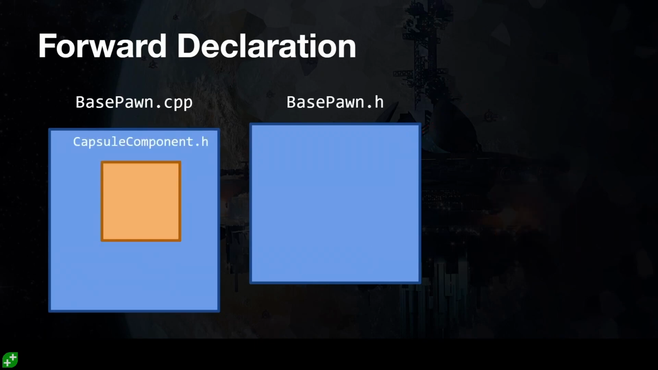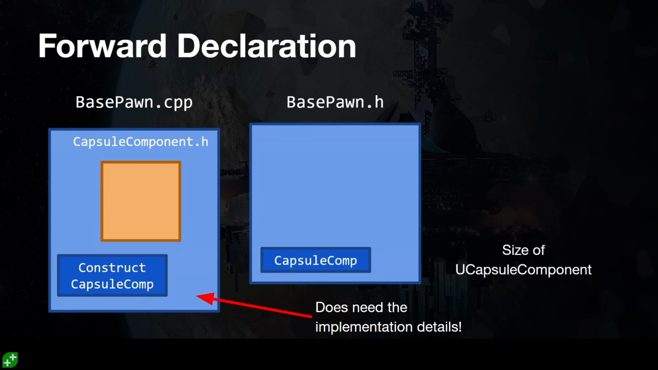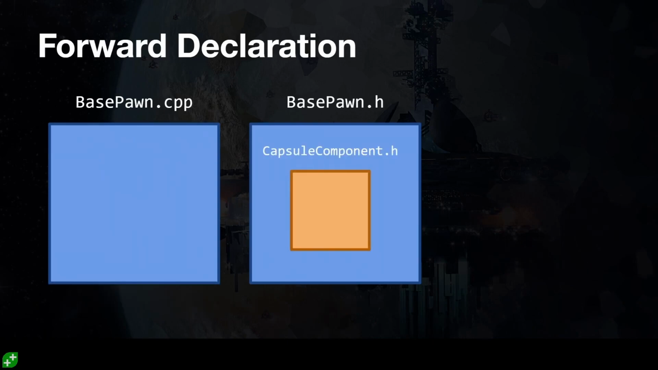So good programming practice is to only include headers where you actually need them. So we can get away with declaring a pointer of type uCapsleComponent pointer in basePon.h and then include capsulecomponent.h where we need the implementation details, because we're constructing a capsule component and we need to know the size of a uCapsule component in memory. Now let's discuss the consequences of including the header file in basePon.h instead.